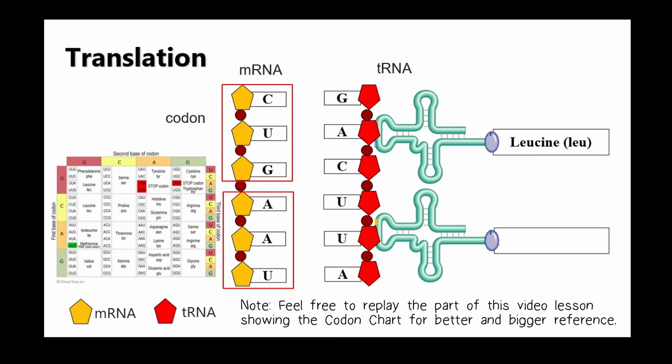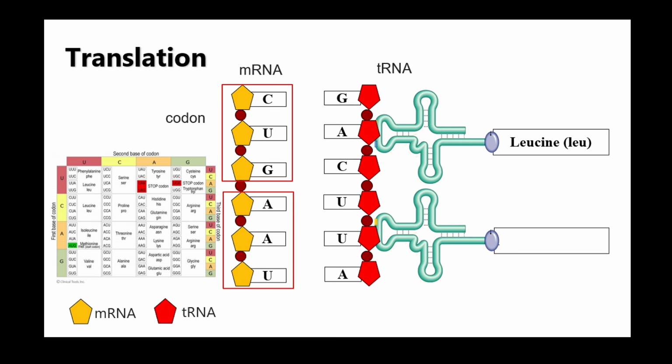Okay. How about the next one? Can you find it? So find the amino acid that corresponds to the codon AAU. If your answer is asparagine, that is correct. So why is it asparagine? You have AAU. Asparagine.